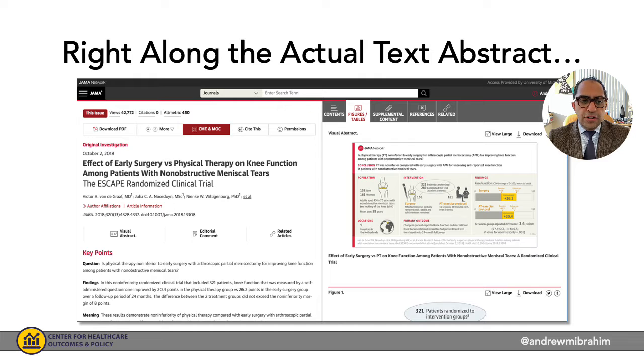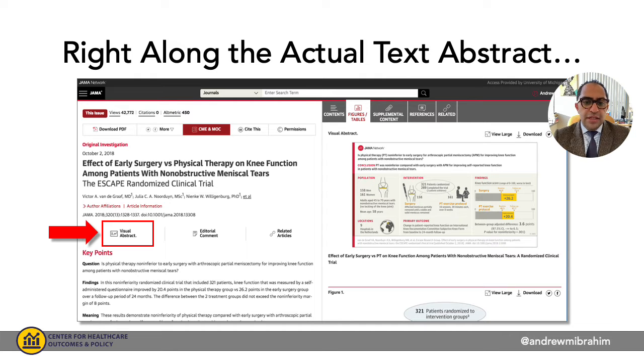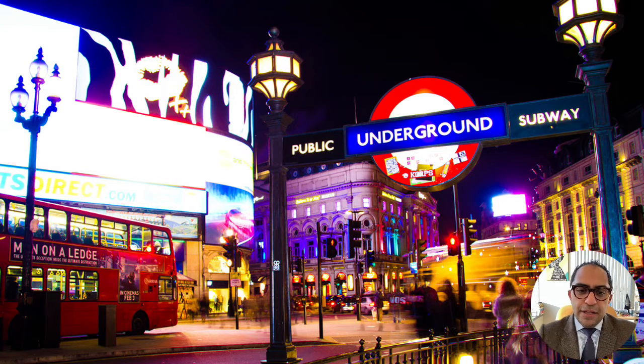JAMA's gone a step further and actually integrated the visual abstract into the article. And it's a little bit meta, but that is a visual abstract icon that if you click on it, brings up the visual abstract of the manuscript. So how did this all come to be? I told you I used to live in London.